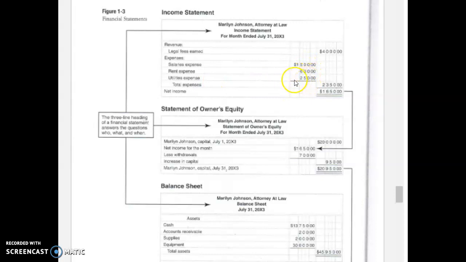You draw a line to show that you are going to add this up. Then you're going to say total expenses. So in this column, you will add all of these numbers and put the total here. Notice they had $4,000 in legal fees, and then they had $2,350 in expenses. So they have a net income of $1,650. And notice also that that is double underlined.